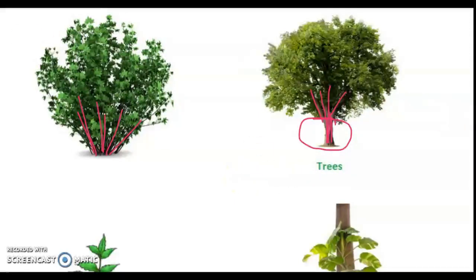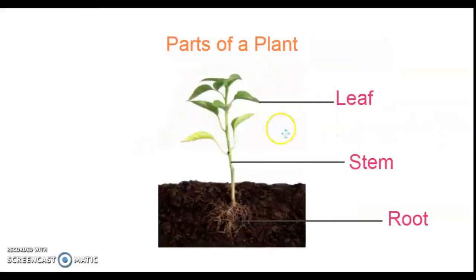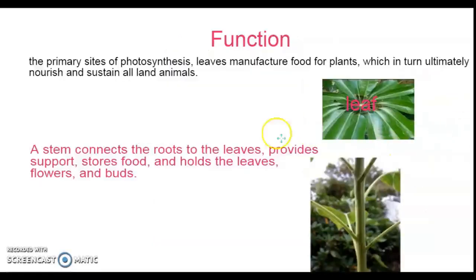Now let's study the parts of plants and the uses of these parts. So which are the main three parts of plants? Yes, the leaf, the stem and the root. Now let's study the function of each of them. Now, what is the function of the leaf?